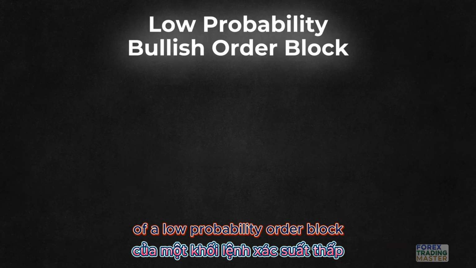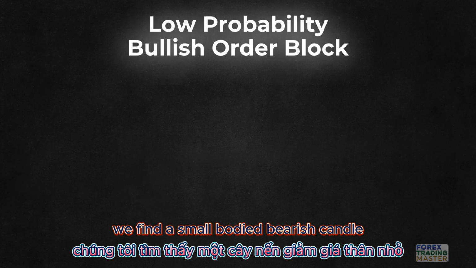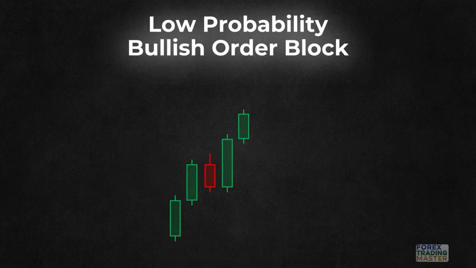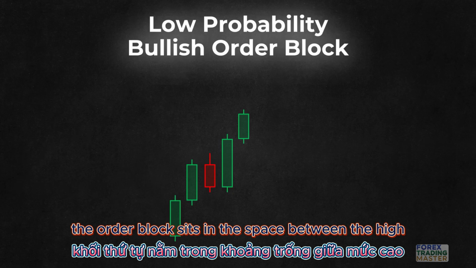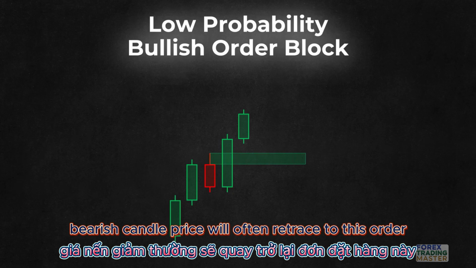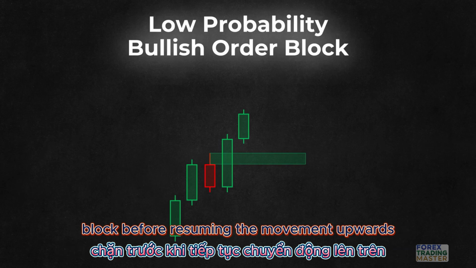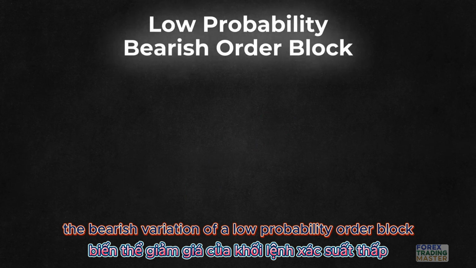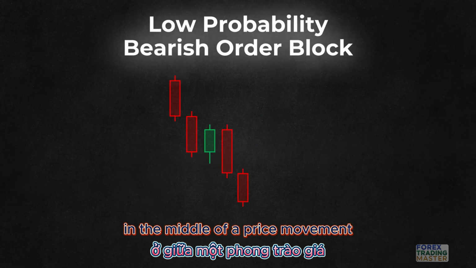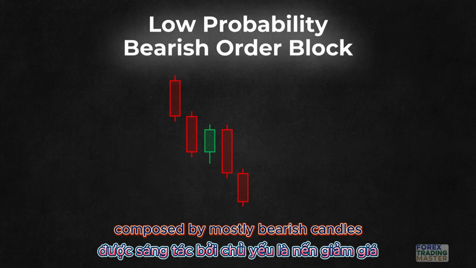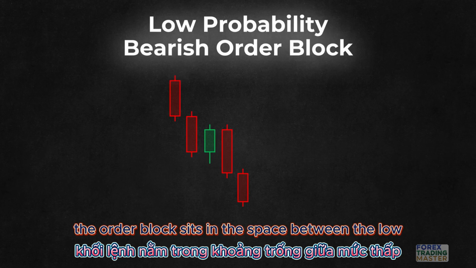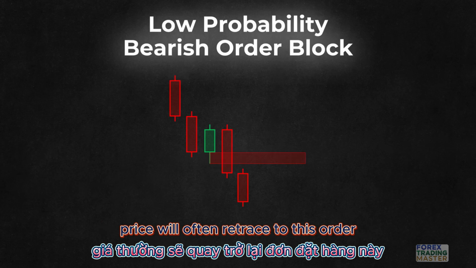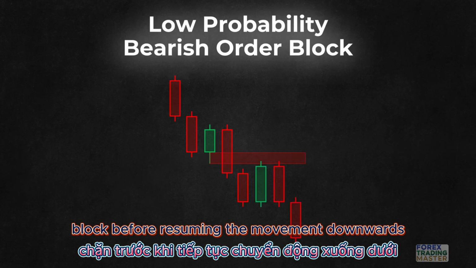In the bullish variation of a low probability order block, we find a small-bodied bearish candle in the middle of a price movement composed of mostly bullish candles. The order block sits in the space between the high and the open of the small body bearish candle. Price will often retrace to this order block before resuming the movement upwards. In the bearish variation of a low probability order block, we find a small body bullish candle in the middle of a price movement composed of mostly bearish candles. The order block sits in the space between the low and the open of the small body bullish candle. Price will often retrace to this order block before resuming the movement downwards.